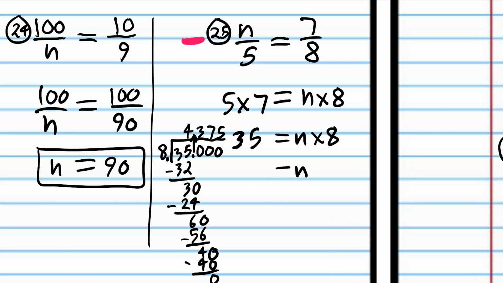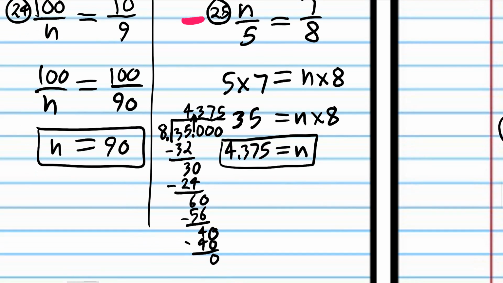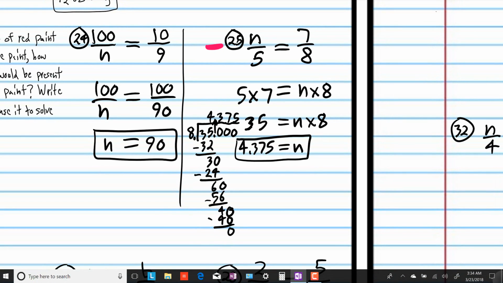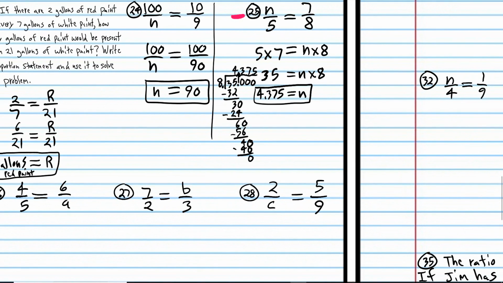So n is equal to 4.375. So if you were wondering why it was difficult to find n, you can see why. n is a number that includes a fraction, 4.375. So again, when you have a decimal or some sort of fraction as your solution to the proportion, then you're going to have to use a more powerful form of the calculation to figure out the answer. And it's called the cross product method.